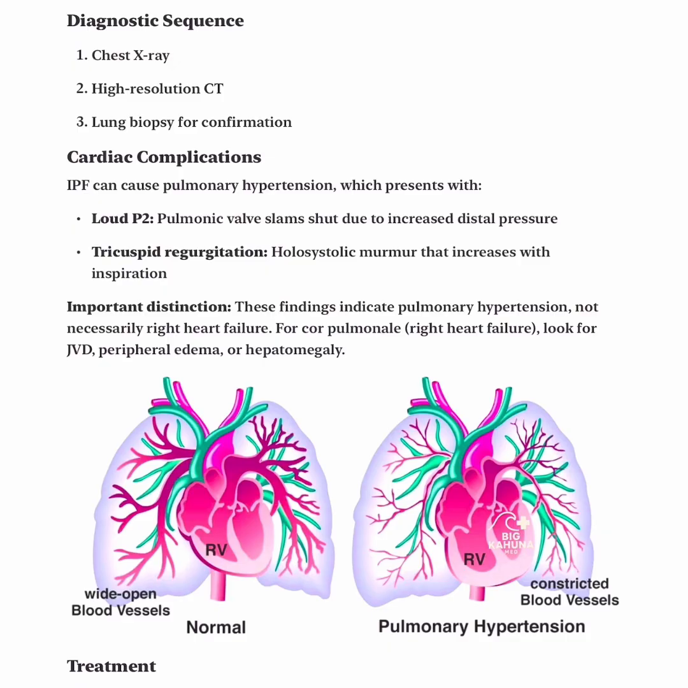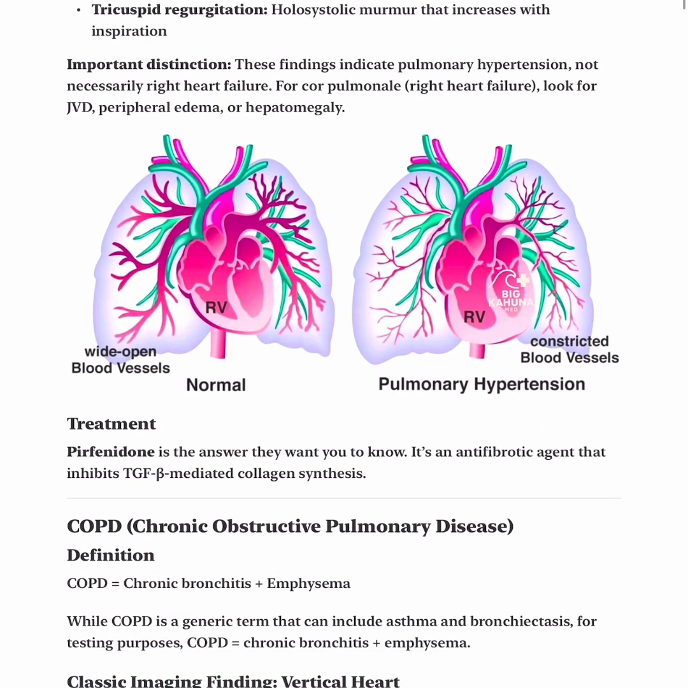Okay? Now, an important distinction that you need to know is these findings indicate pulmonary hypertension, not necessarily right heart failure. As far as cor pulmonale, aka right heart failure, you have to look for jugular venous distension, peripheral edema, or hepatomegaly. Here we have a nice little image showing the constricted vessels resulting in pulmonary hypertension. When it comes to treatment, we're thinking pirfenidone. This is the answer that they want on your licensing exams. It's an anti-fibrotic agent that inhibits TGF-beta mediated collagen synthesis.